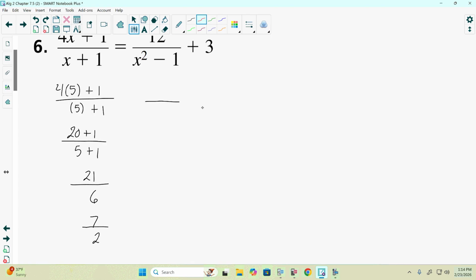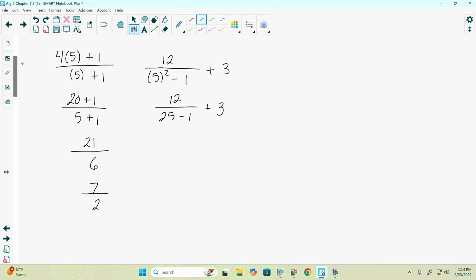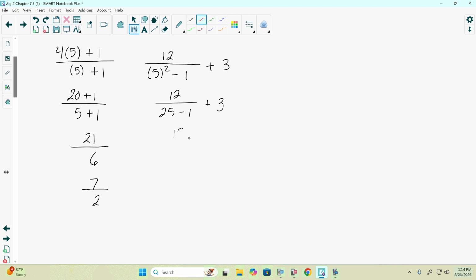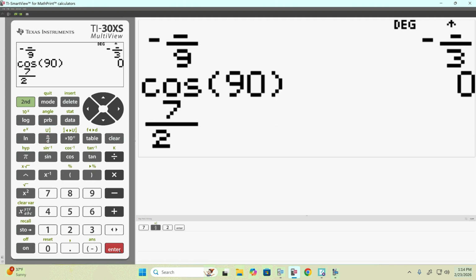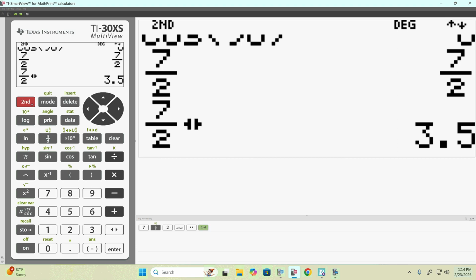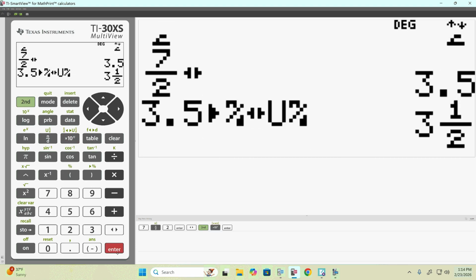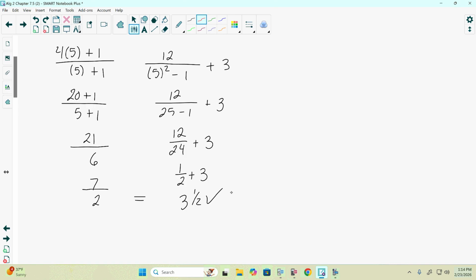If we do the same thing on the right-hand side, we'd have 12 over 5 squared minus 1 plus 3. 5 squared is 25. 25 minus 1 is 24. 12 over 24 is 1/2. Gives us 3.5. And 7/2 is 3.5, or 3 1/2. So these are the same values, so both of those solutions work.